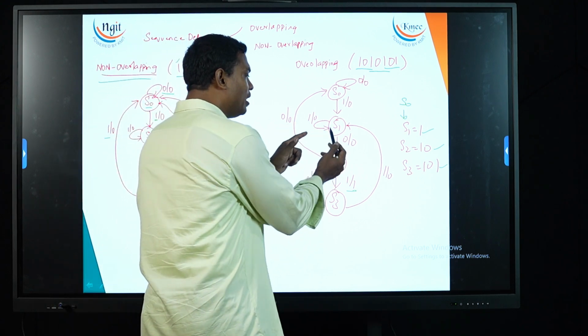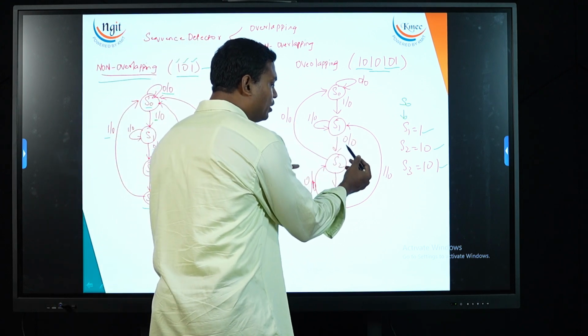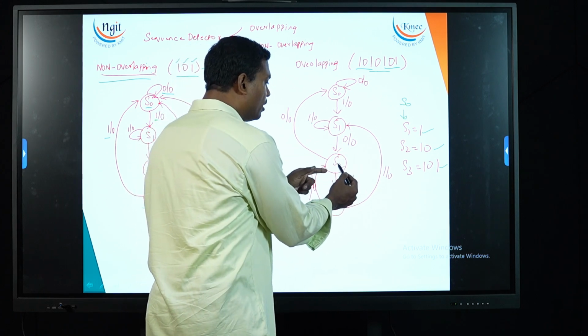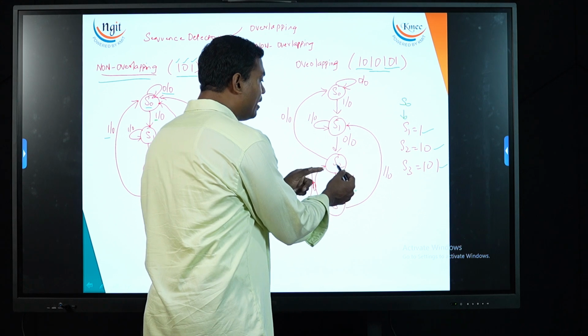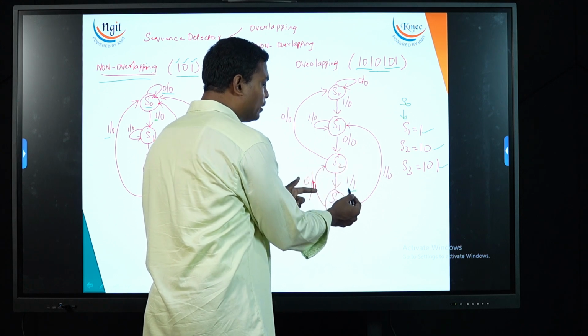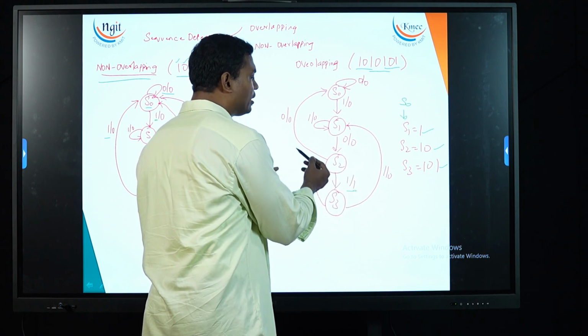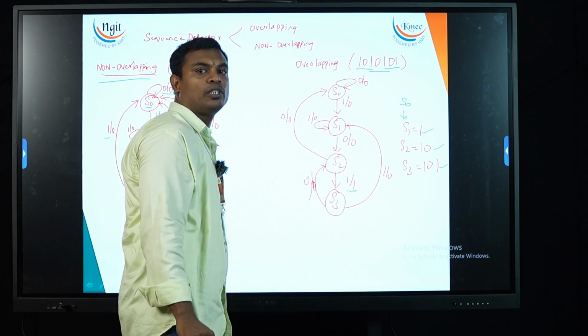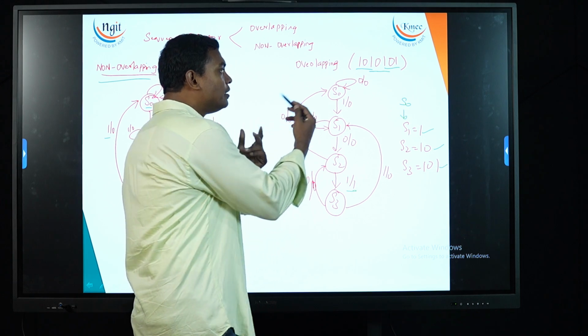After that, what happens? After 1 is detected, it has to detect 0. If 0 is detected, it will go to S2 state. After this particular case, if 1 is not detected and 0 comes again, that is 1 0 0 is detected, then it will go to the initial state. Why? Because 1 0 0 is not my series.